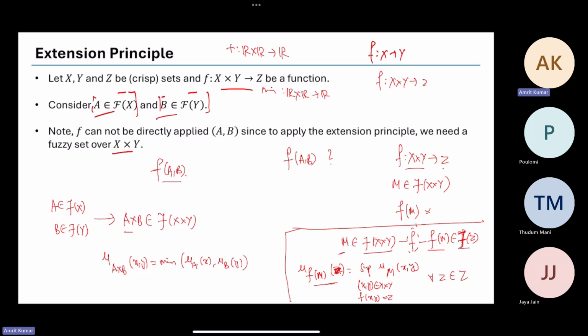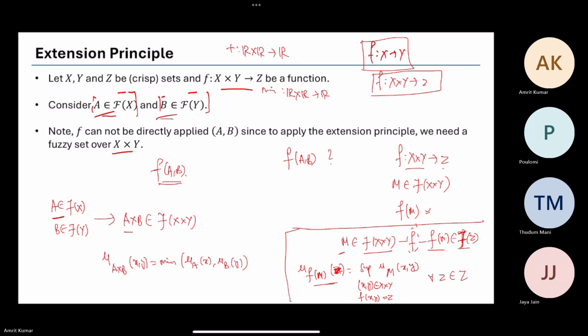So again, to repeat, we know how to extend functions of this form, but most interesting functions have a domain that is built up of the Cartesian product of two or more sets. So something like this: f is a function from X cross Y to Z, so the domain is X cross Y. Now given a fuzzy set A over X and B over Y, we want to compute f of A comma B. How do we do that?